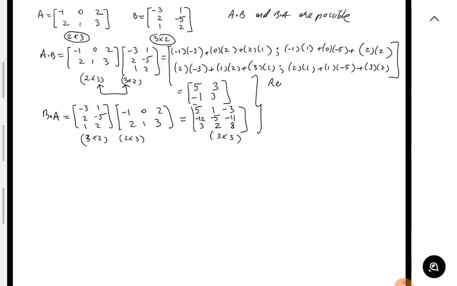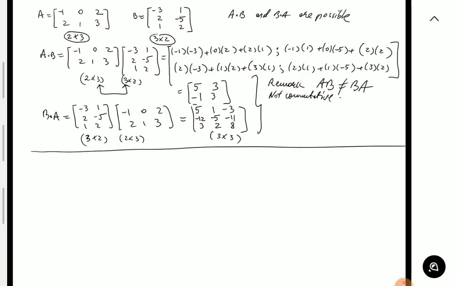So, one important remark, which is obvious from these examples: in general, you would not expect a times b to be equal to b times a, even if it's possible to compute. So it's not commutative. If a times b is possible, it does not mean b times a is possible.